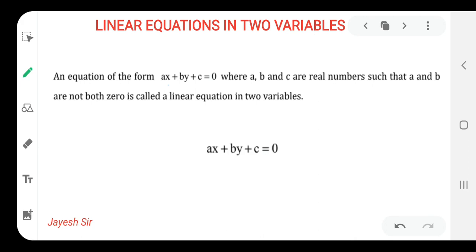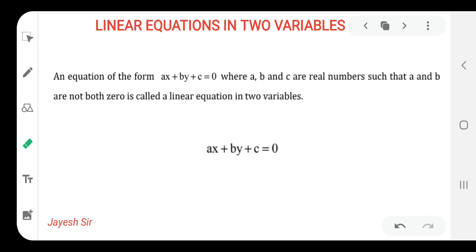So let us start with the definition. An equation of the form ax plus by plus c, where a, b and c are real numbers, such that a and b are not both 0. What is to be said? Both the variables cannot be 0. One variable could be 0. Let us understand it with an example afterwards.